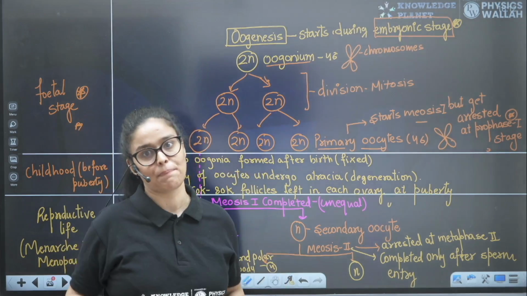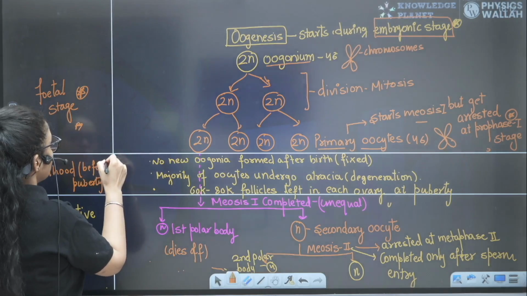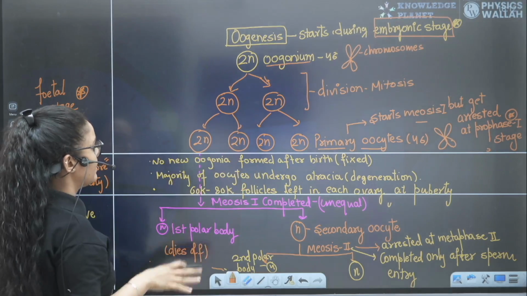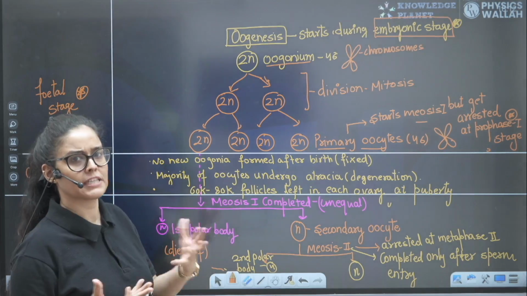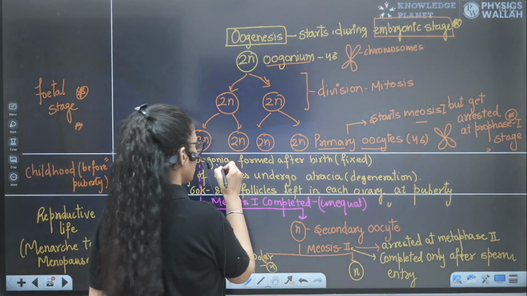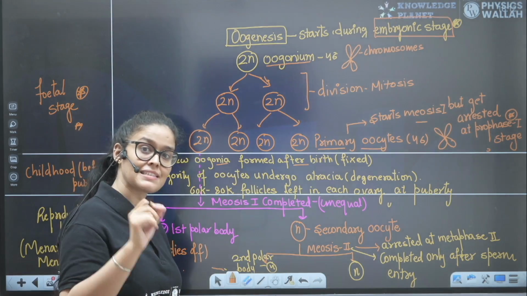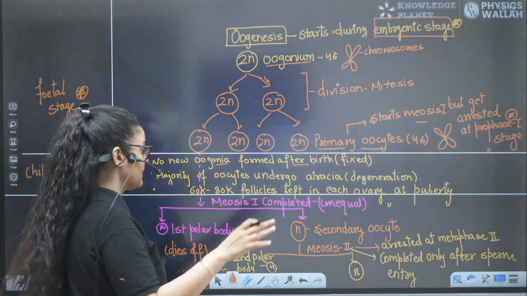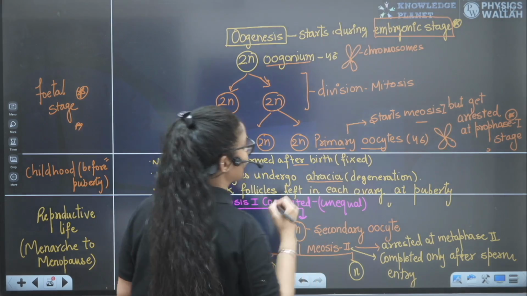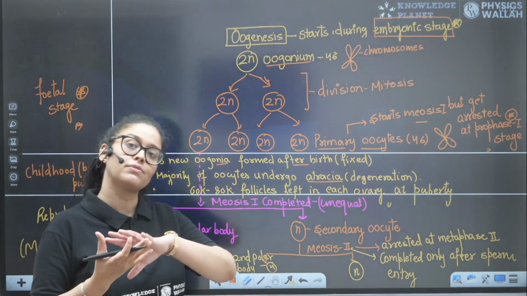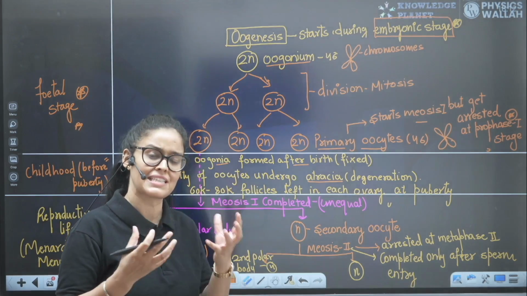It's a really complex process in females, guys, right? So now the baby is born, and she is living her childhood, before puberty. No new oogonia are formed after birth. They remain fixed. Not even a single oogonium will be added. And the majority of these primary oocytes undergo atresia, degeneration. Many of them degenerate because they don't have a huge amount of FSH, follicle stimulating hormone, to maintain them.